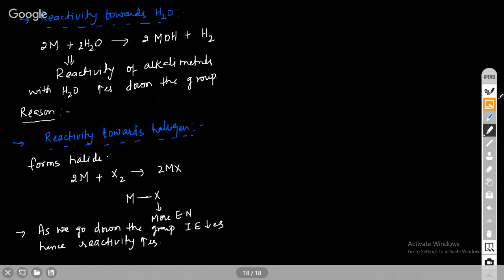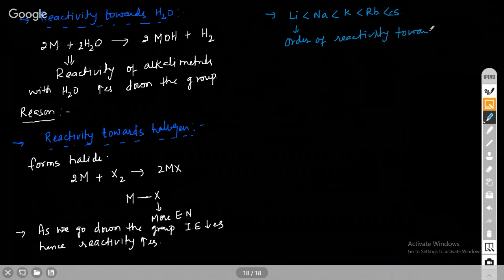So the order of reactivity, if you write down, will be Li, Na, K, Rb, Cs. This is the order of reactivity towards a particular halogen.